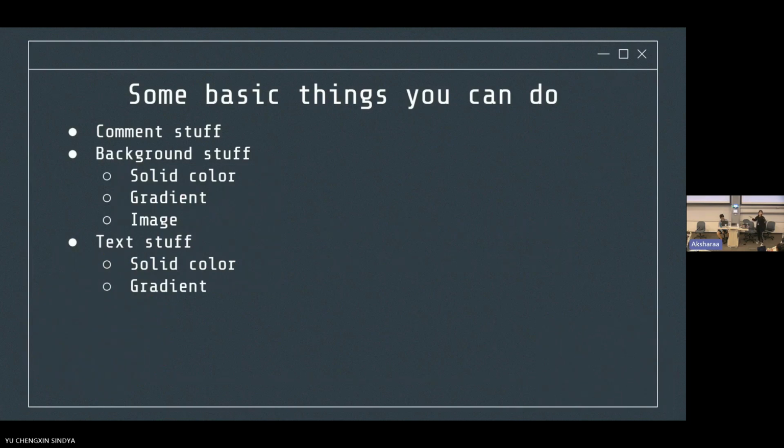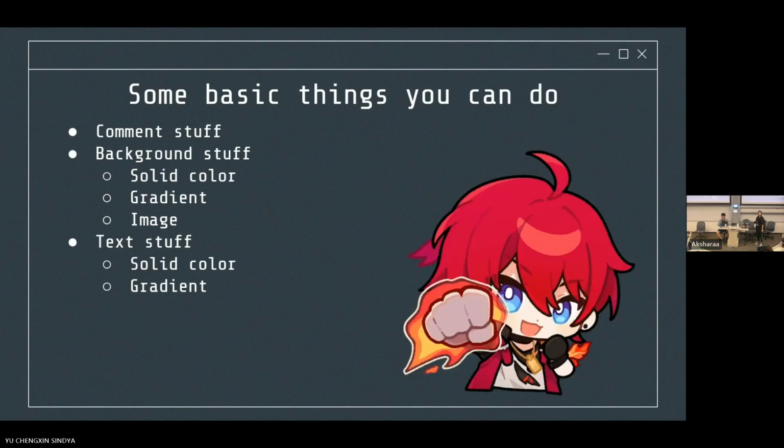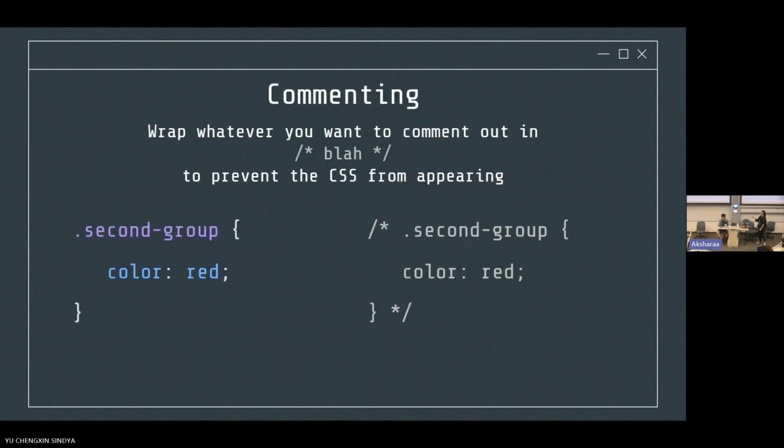You can do background stuff like changing it to a solid color, have gradients, and even images. And text stuff, which is you can change the text to a different solid color, or you can have text gradients too. Oh, and fonts. This is how you would comment something in a CSS file. You do this to prevent it from appearing, or if you want to remind yourself of something.